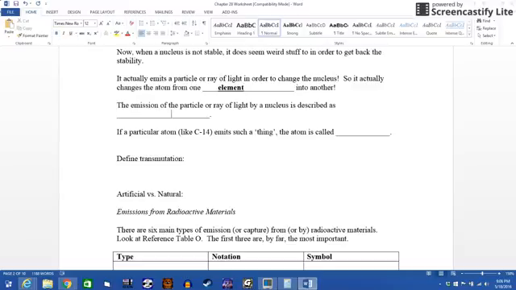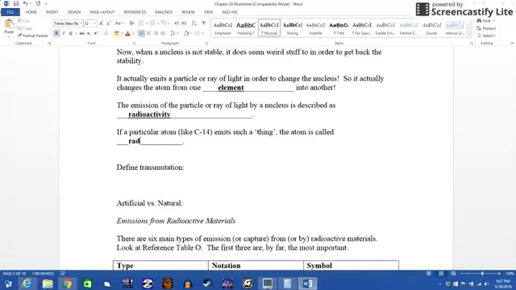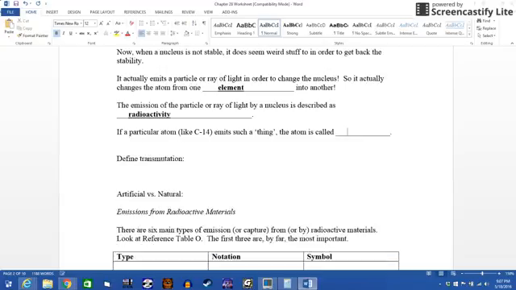It sounds like alchemy. It's really not, because it happens on very small scale and for reasons that were not part of the alchemist philosophy. But the emission of the particle or ray of light by a nucleus is described as radioactivity. And if you have a particular atom that emits such a thing, the atom is called radioactive. Let me see if I can put the insert down here. I don't know if it will work.